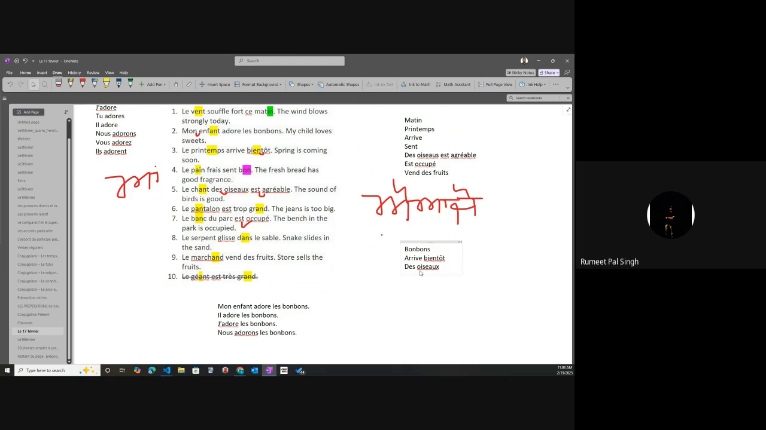Agréable. Agréable. La plantain est trop grande. La banque du parc est occupé. Le sapin glissait dans le sable. Le marchand vend des fruits.